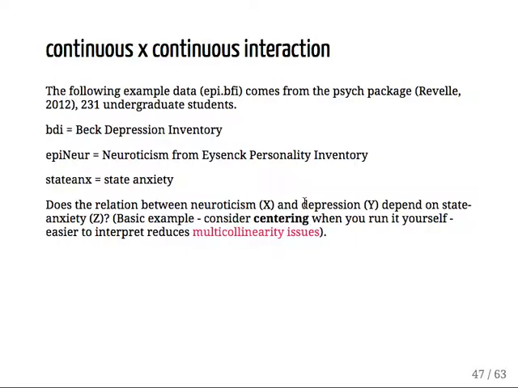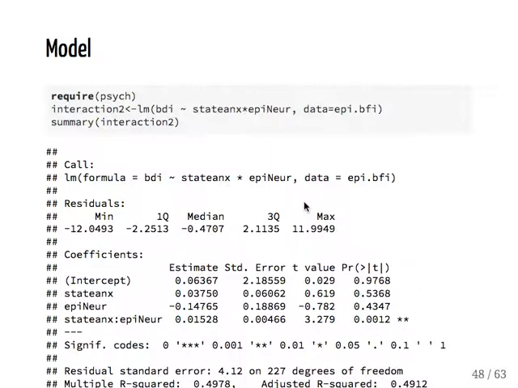Again, this is a basic example. I will not go through all the steps of centering, for example, which will change how you interpret it, and it will also reduce some of the multicollinearity issues. So again, this is just an illustration. So this is how I would do this interaction. It's the same thing, but now we have two continuous variables. So the Beck Depression Inventory is the dependent, state anxiety and the neuroticism score are the independents, and their interaction.